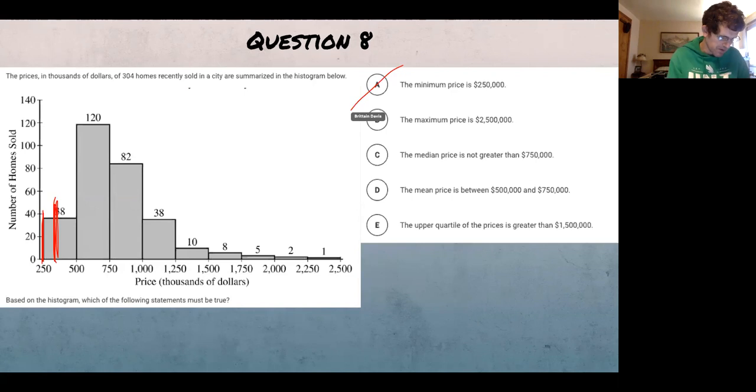And it says must be true. The maximum price is $2.5 million. Again, that's not true. The median price is not greater than $750,000. The median is not greater. Let's come back to that one.